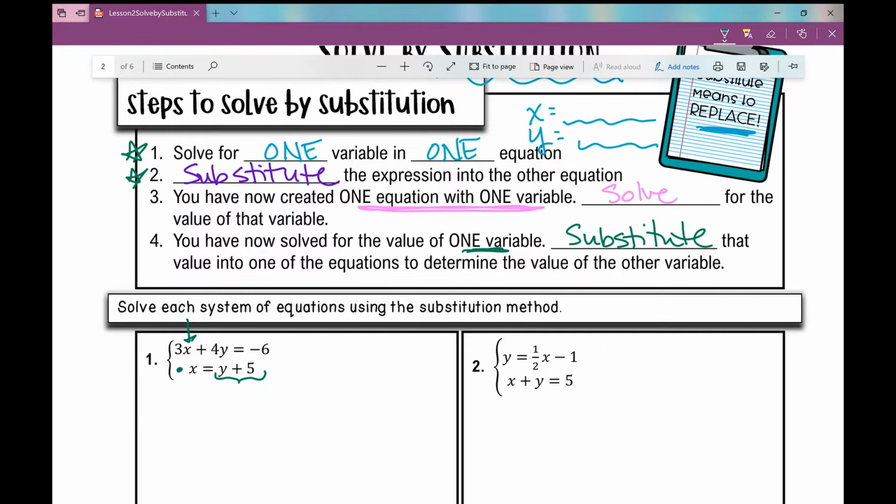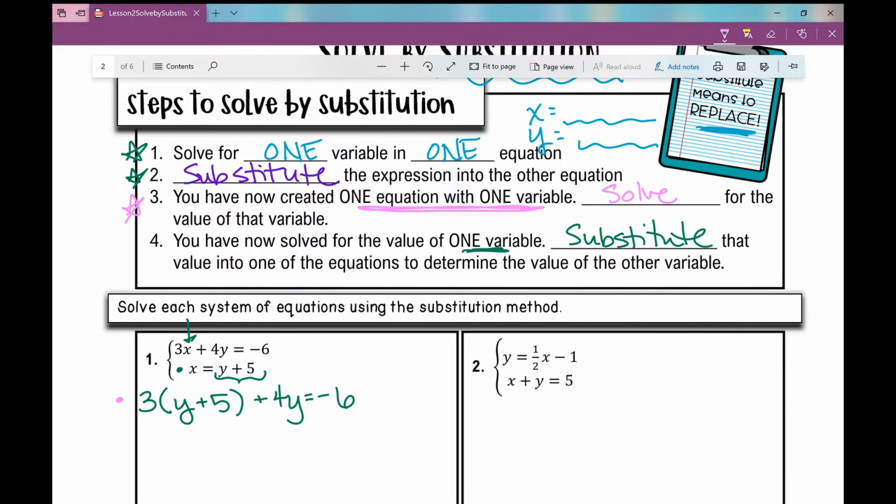Now I'm going to write this off to the side. Instead of 3x plus 4y equals negative 6, I'm going to write 3 and then I'm going to replace x with something. So when I do that, I replace it with parentheses. And then what am I replacing x with? Y plus 5. So instead of 3 times x, I'm going to write 3 times (y plus 5). And if you look at step 3, you've now created one equation with one variable. I only have the variable y in this equation.